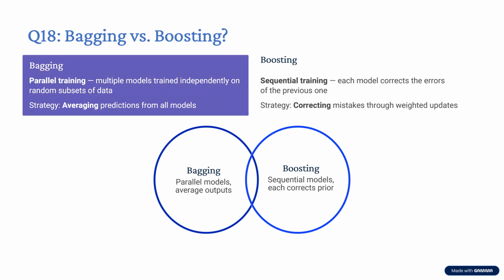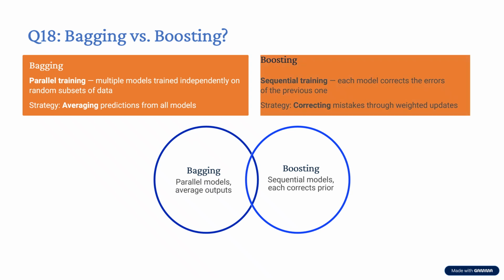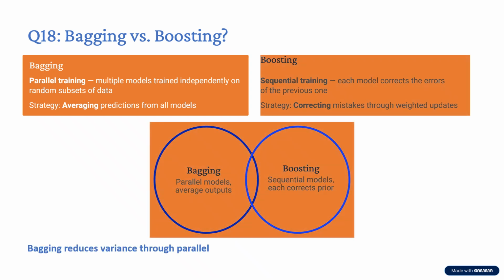Bagging builds models in parallel and averages them. Boosting builds them one by one, with each new model fixing the last one's mistakes. Bagging reduces variance through parallel model averaging, while boosting reduces bias through sequential error correction.